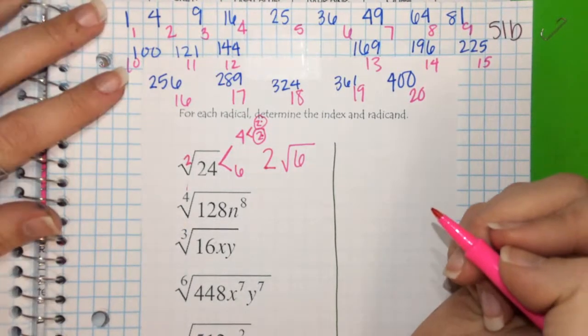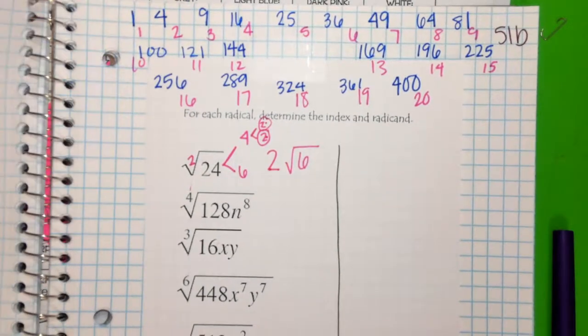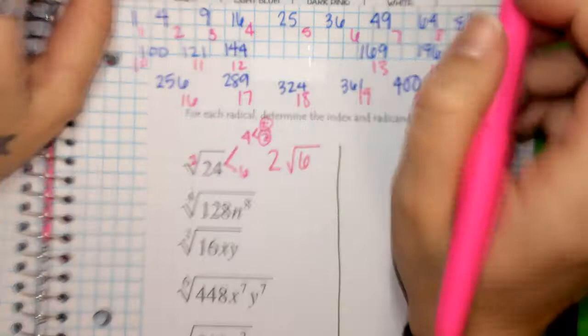Could you put 2 times 12? I mean, 2 and 12? No, because neither of those are perfect squares. That's why we're using... And there's no perfect square for 6.